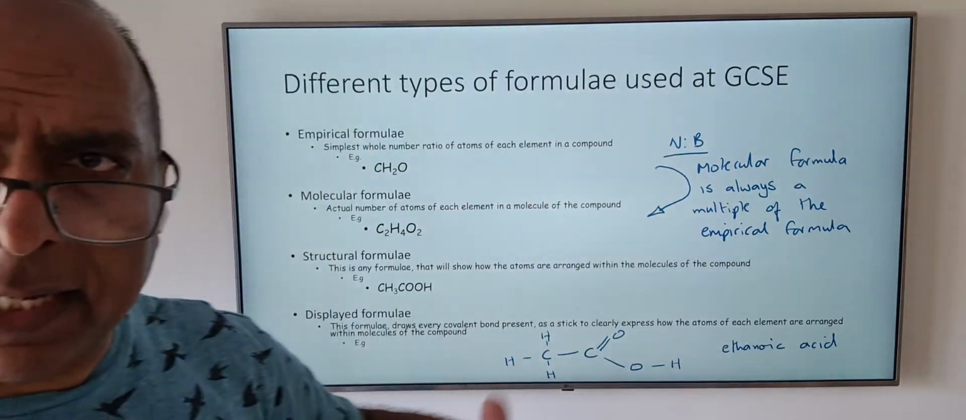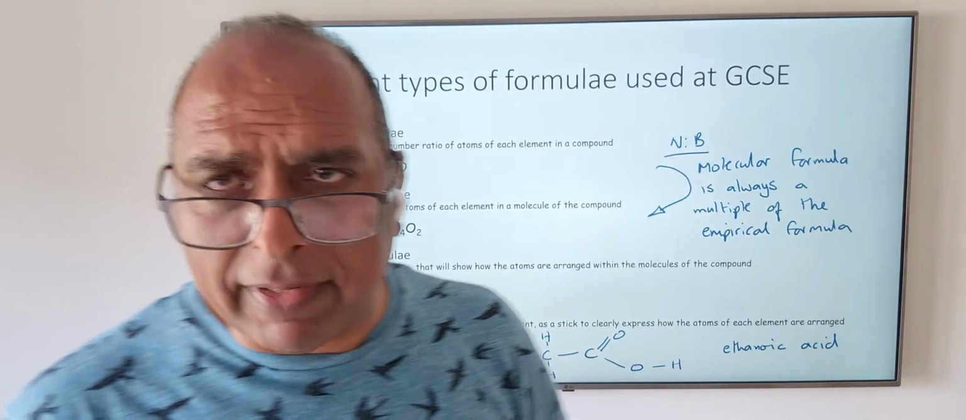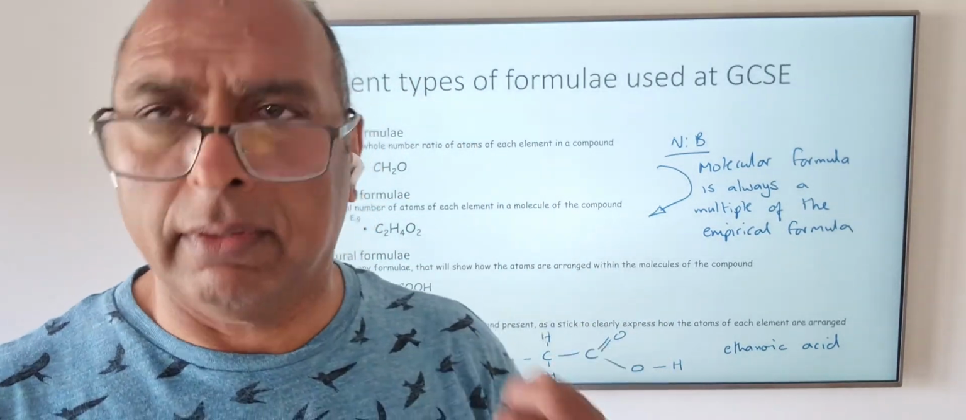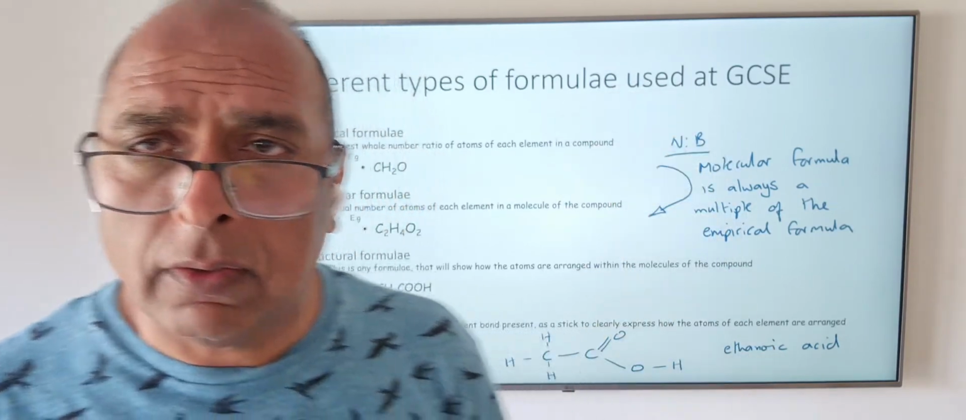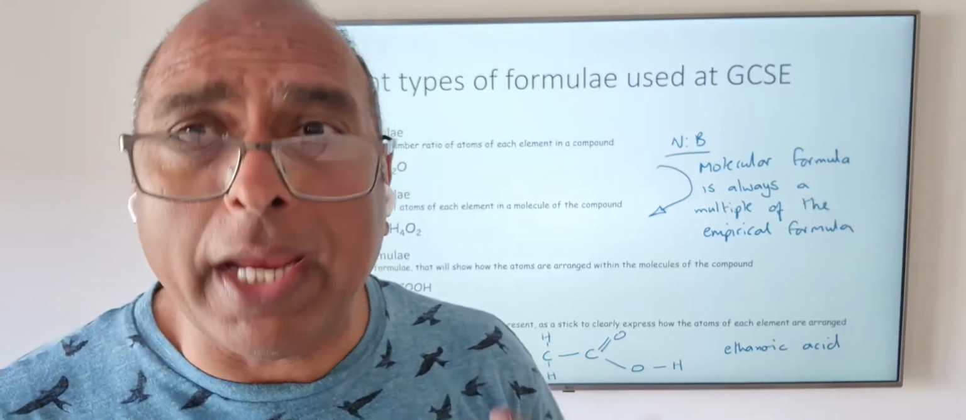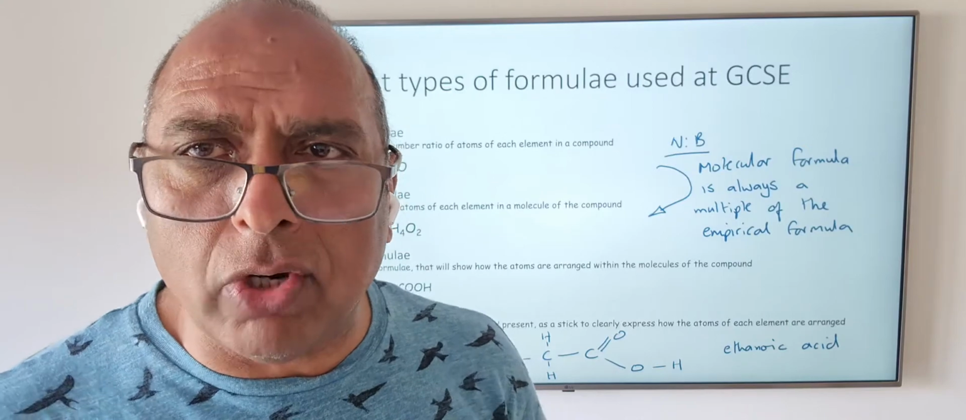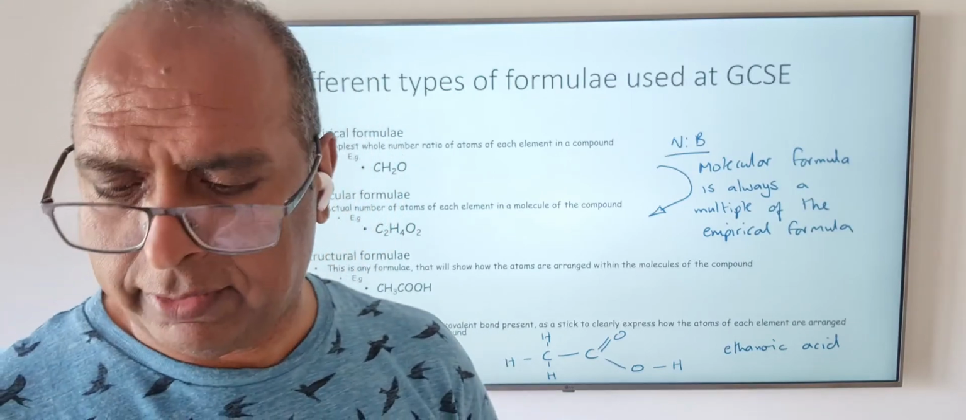So let's run through them again. Empirical formula is just a ratio of atoms present. Molecular formula is the actual atoms of every element present in each molecule. Structural formula tells you how the atoms are arranged inside the molecules, and displayed formula tells you really clearly, by drawing every covalent bond in, how all the atoms are arranged.